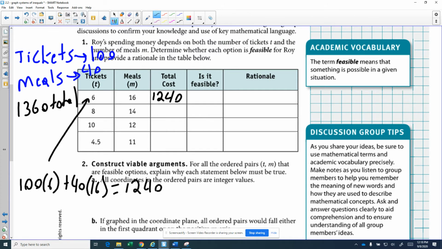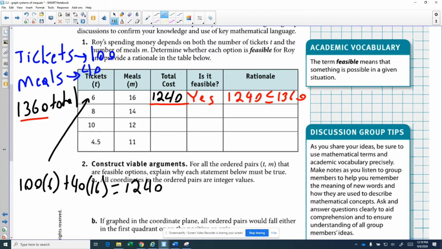And this question basically asks, is it feasible? It's a pretty straightforward question. It's basically saying, can you do that? Well, because 1240 is less than 1360, yes, you can afford that. And with the rationale, basically all it's saying is write it mathematically. Well, this works because 1240 is less than or equal to 1360.